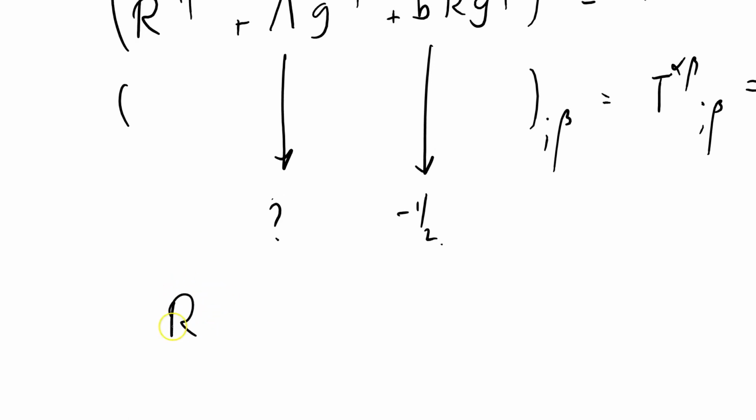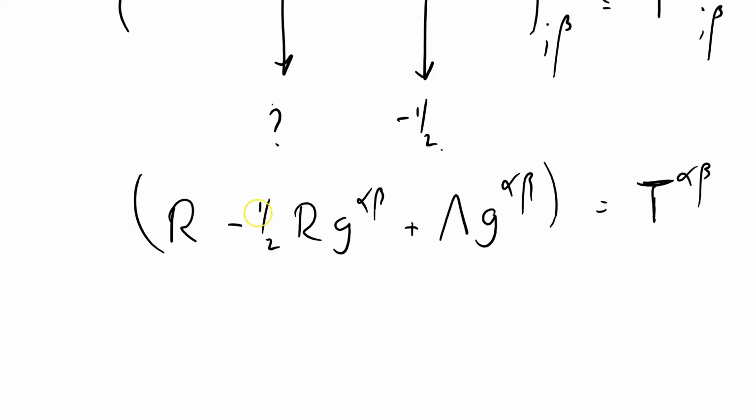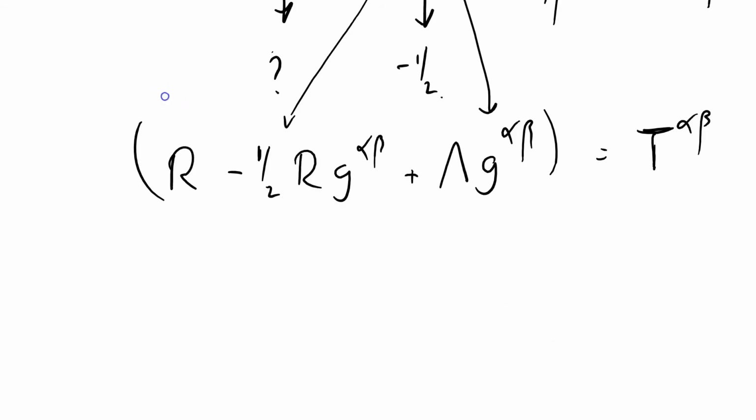We've got R alpha beta minus a half R G alpha beta plus, no, it's not a gamma, it's a lambda, G alpha beta equals T alpha beta, the stress energy tensor. Why is it minus a half? It's because that was the value of B that did it. And this is a candidate for the field equations, because it works. The divergence is 0, the covariant divergence is 0.